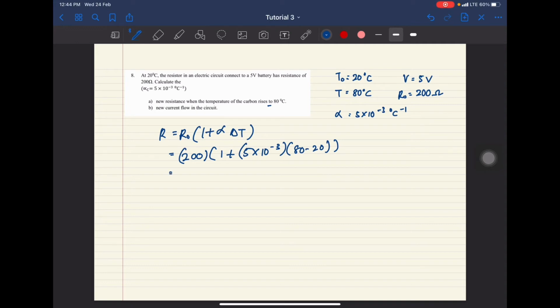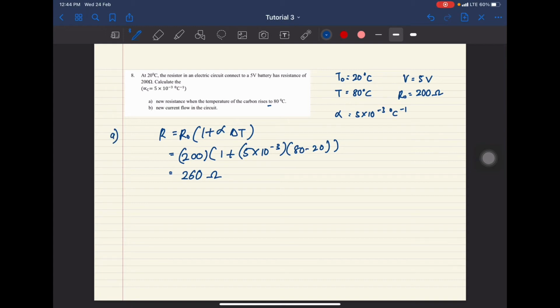So that one will be 60 multiply with 5 times 10 negative 3 plus 1, multiply with 200. Just listen to me pressing the calculator, so it will be 260 ohm. That one's for question A.